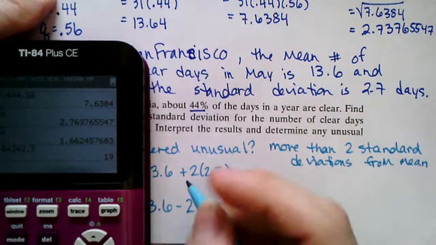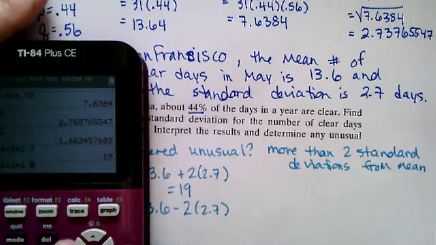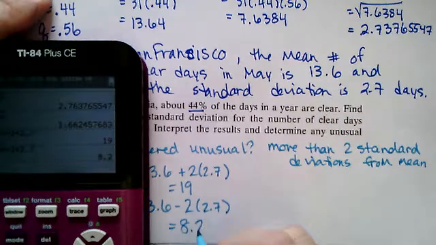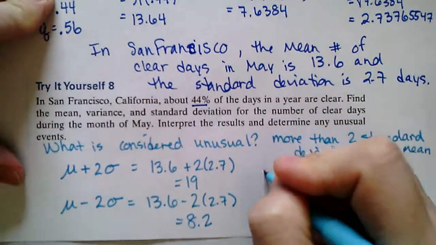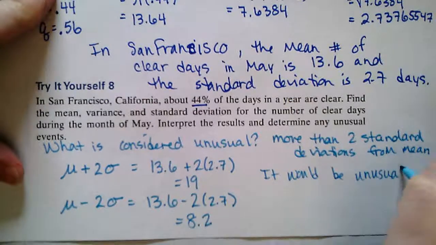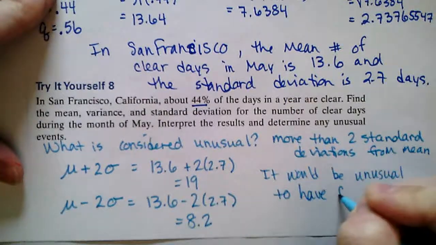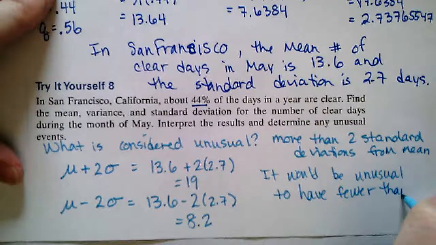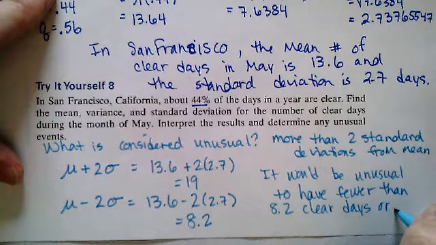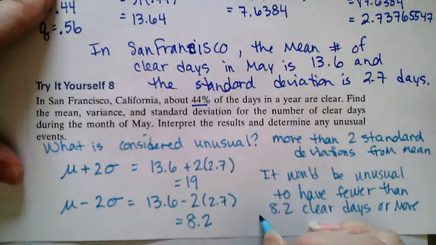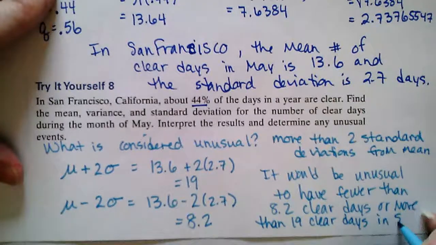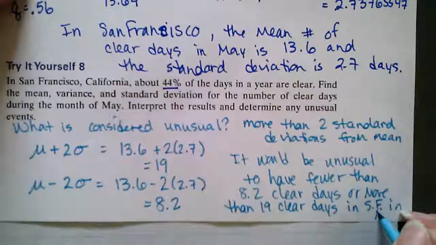that would give me 19 here. And when I subtract 2 standard deviations, that gives me 8.2. So what I can say is it would be unusual to have fewer than 8.2 clear days, or more than 19 clear days in San Francisco in May.